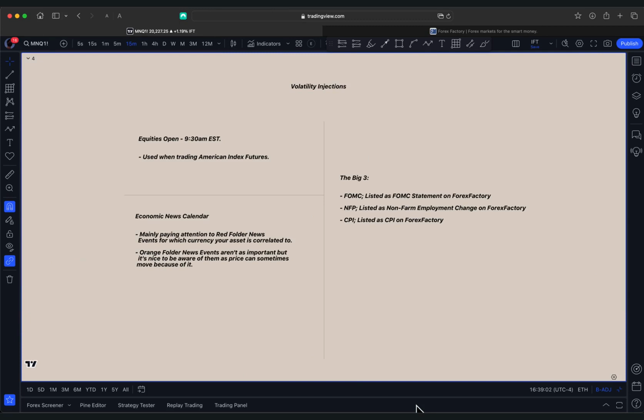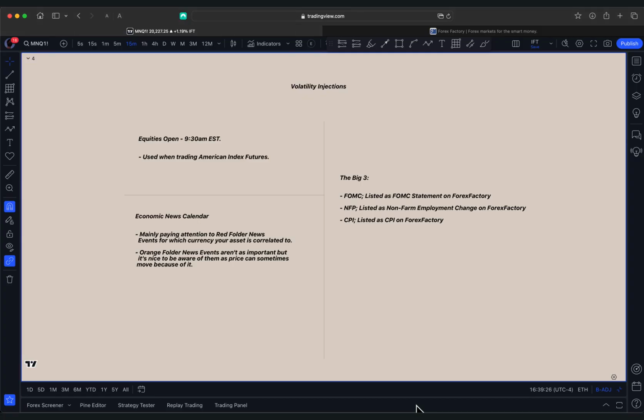I just wanted you guys to be aware of these volatility injections, because sometimes you just see speed in the market where the market suddenly moves really fast. It's because of these volatility injections. And so once again, for index futures, if you're trading the American index futures like I do, ES, NQ, YM, you could also include RTY in there if you want, then that would be at 9:30 a.m.